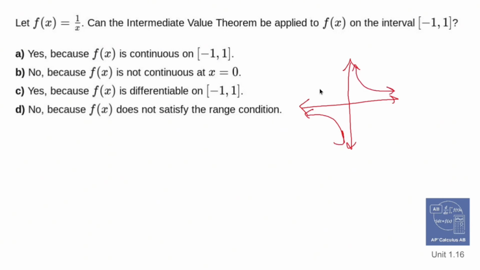Now, the intermediate value theorem says that if I were to go from point A to point C, I would at some point have to hit a point B somewhere in between. And that only works if it's continuous. Oh, look what I have, a non-continuous function. So can the intermediate value theorem be applied? No, because it's not continuous at x equals 0.